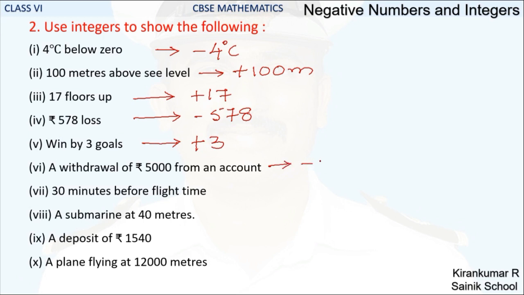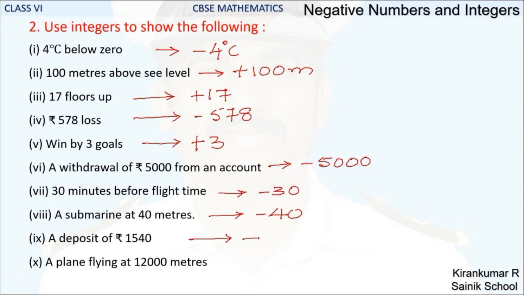Withdrawal is negative 5000 and deposit is positive 5000. 30 minutes before flight time is negative 30. A submarine at 40 meters is underwater, so it is below. It is represented as negative 40.